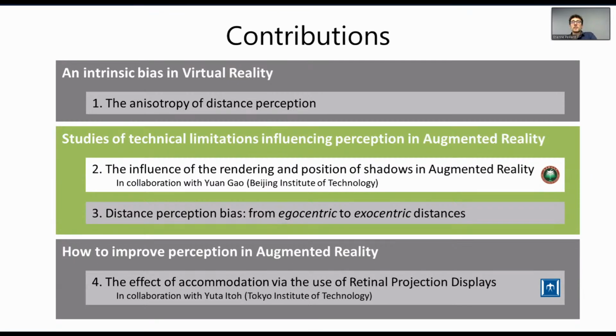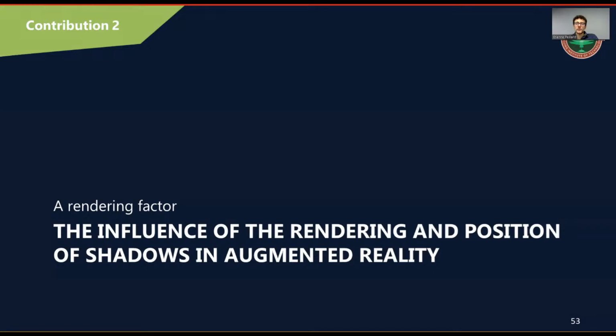We have studied an intrinsic factor in virtual reality. We will now focus our work on augmented reality, trying to evaluate the differences between real and virtual in distance estimation. The first factor we tackled is a rendering factor, shadows. In particular, we studied the effect of the rendering on the position of shadows on distance estimation in augmented reality.